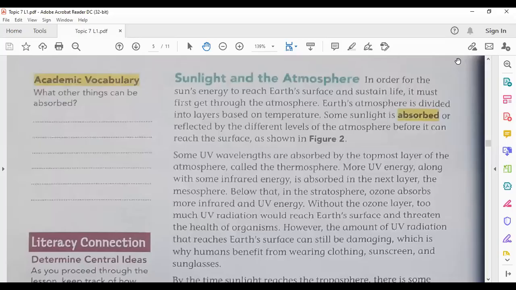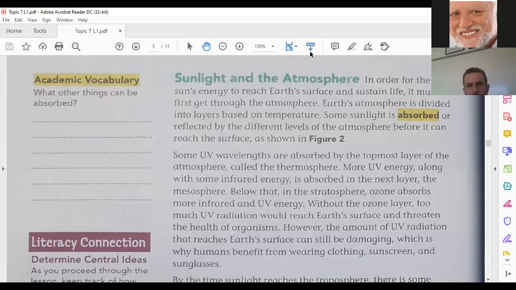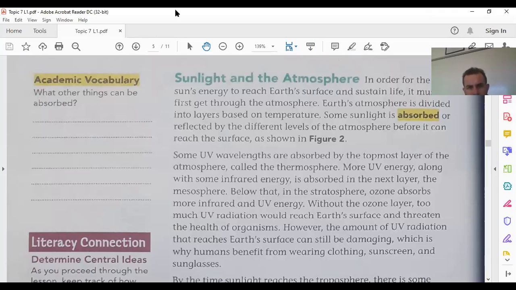Okay, what was the topic or the subject of our class yesterday? It was about the sunlight and the atmosphere. Okay, go ahead, Laith. Yesterday we talked about the sunlight that can be absorbed or reflected by different parts of the atmosphere.